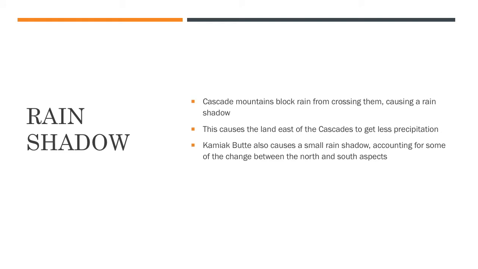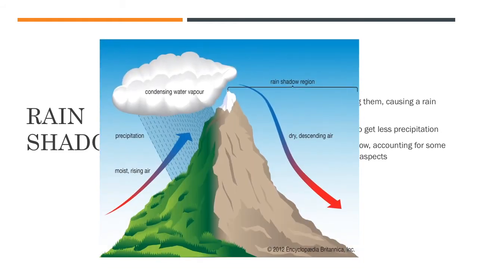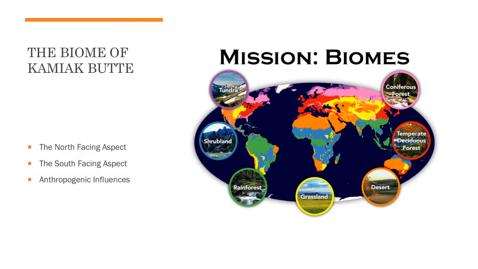the mountain range. The Palouse region is in the rain shadow of the Cascade Mountains, meaning that it does not get as much rain as the land to the west of the Cascades. This affects the amount of rainfall that occurs at Kamiak Butte, preventing plants that require large amounts of water from growing. Kamiak Butte itself causes a small rain shadow that partially explains the difference in plant diversity between the north and south facing sides. Kamiak Butte may be a part of the larger Palouse prairie biome.